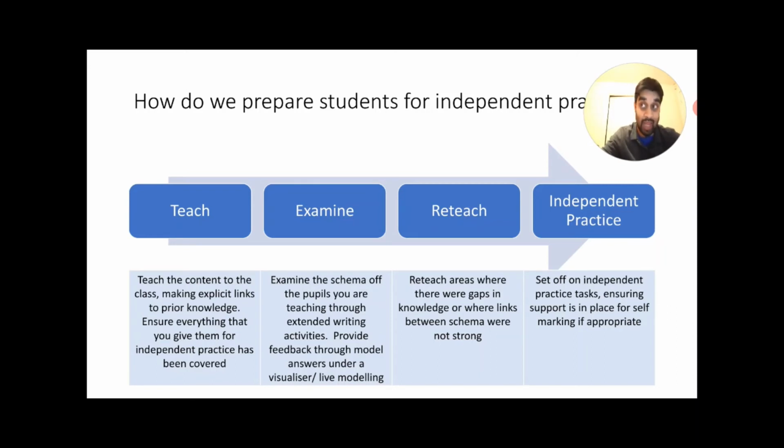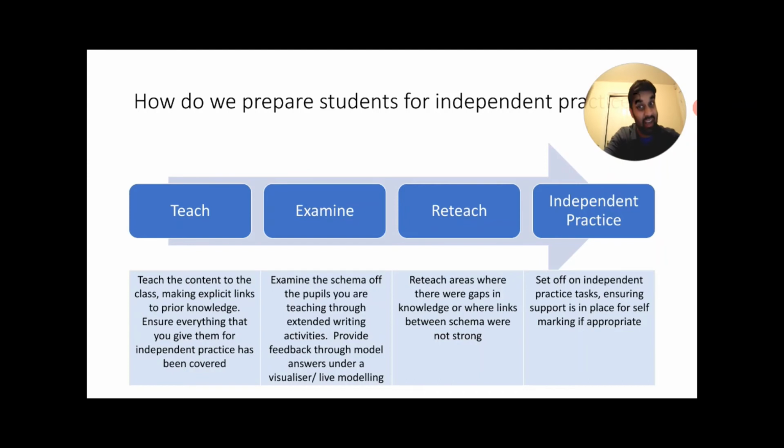And then I examine what they picked up from what I taught. And it's usually through some form of extended writing activity. And I'll show you an example of how I structure one of those. I then provide feedback either through a model answer that I could put under the visualizer, or I could do live modelling under the visualizer so they can see what I would have written as an expert in that situation. And then I reteach anywhere where there's gaps in knowledge or where they haven't made the link explicitly to prior knowledge or other areas of knowledge, where the schema isn't strong. I've done some reteach there.